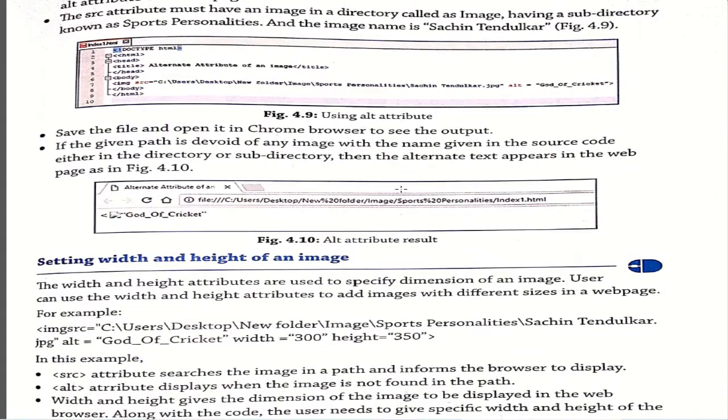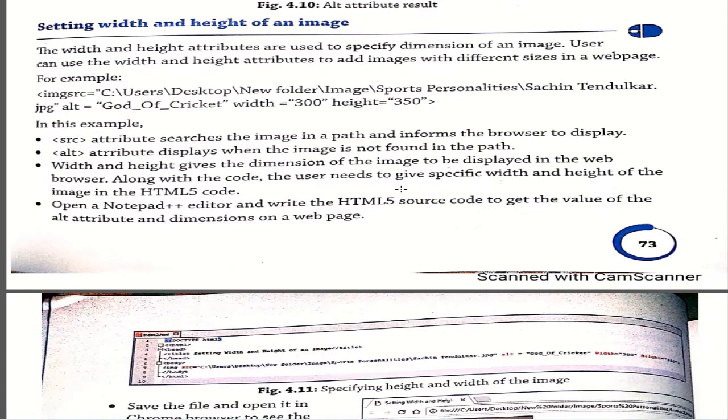Okay, next is setting the width and height of an image. The width and height attributes are used to specify the dimensions of an image. The user can use the width and height attributes to add images with different sizes in a web page like this. When you have entered the URL code, after that you have to close the quotes, and then you have to write width, any width you like, and then height, any height you like. In this example, the src attribute searches for the image in a path and informs the browser to display it. The alt attribute displays when the image is not found in the path, and the width and height give the dimensions of the image to be displayed in the web browser along with the code.